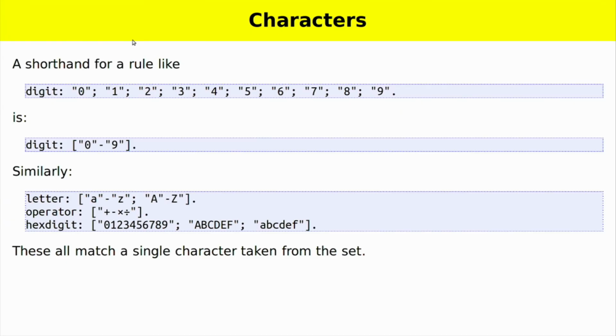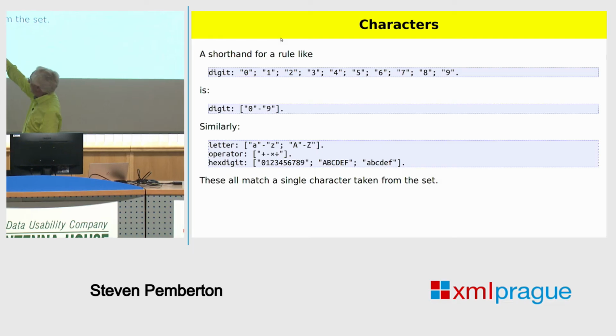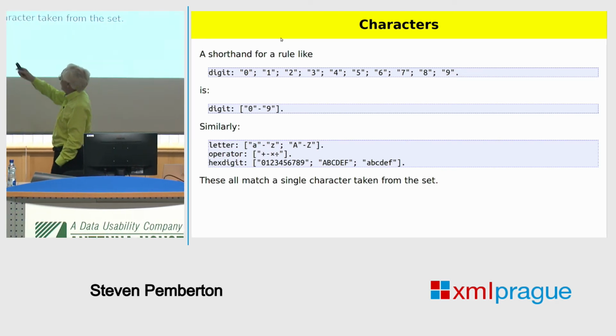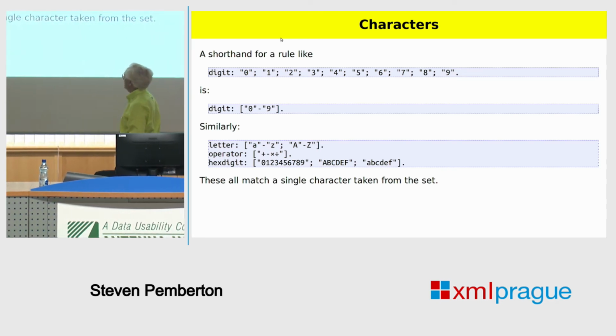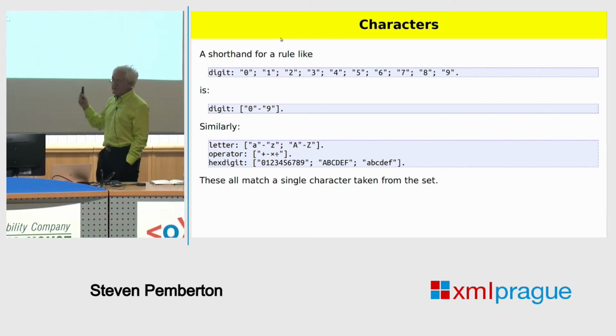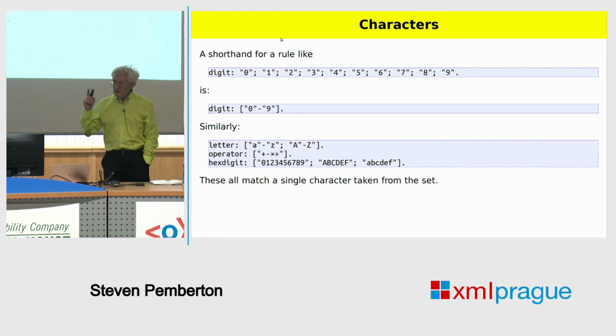And there are other ways of specifying a set. You can have several possibilities, for instance, lowercase a to lowercase z, or uppercase A to uppercase Z. Oh, there's a missing quote there. Or you could just have a single string of the characters, or you can combine them in any ways. So these all match a single character taken from the set.